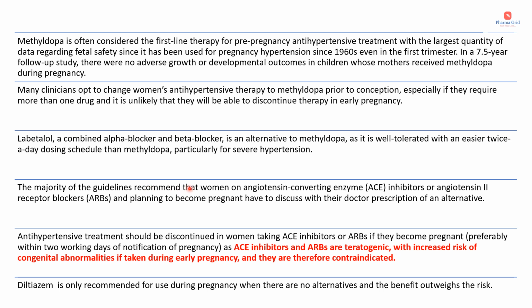The majority of the guidelines recommend that women on angiotensin converting enzyme inhibitors or angiotensin 2 receptor blockers and planning to become pregnant have to discuss with their doctor prescription of an alternative. Antihypertensive treatment should be discontinued in women taking ACE inhibitors or ARBs if they become pregnant, preferably within 2 working days of notification of pregnancy, as ACE inhibitors and ARBs are teratogenic, with increased risk of congenital abnormalities if taken during early pregnancy, and they are therefore contraindicated.